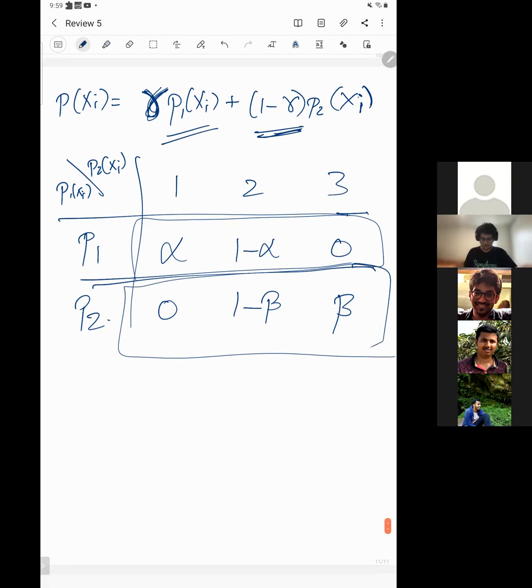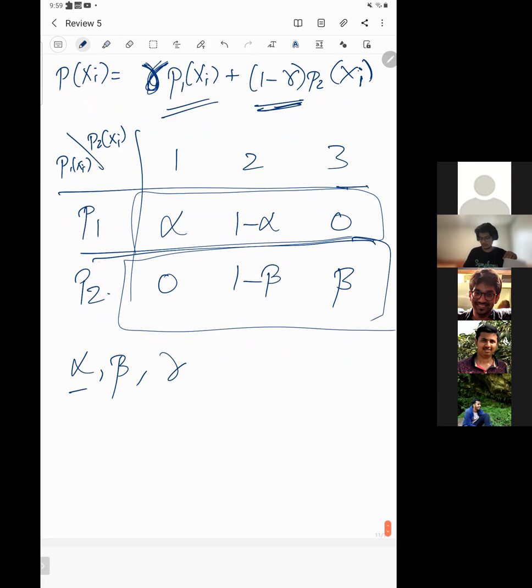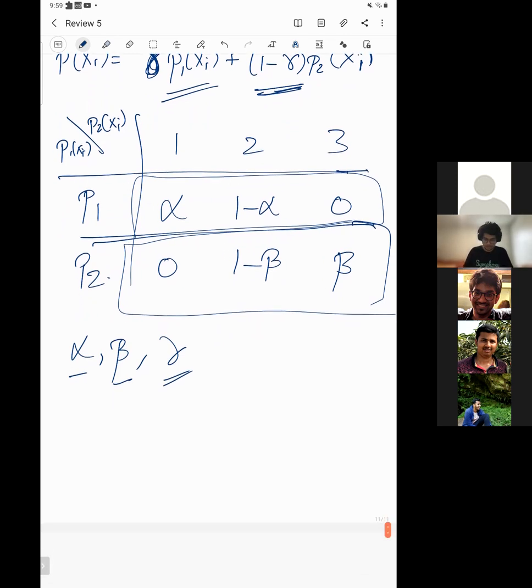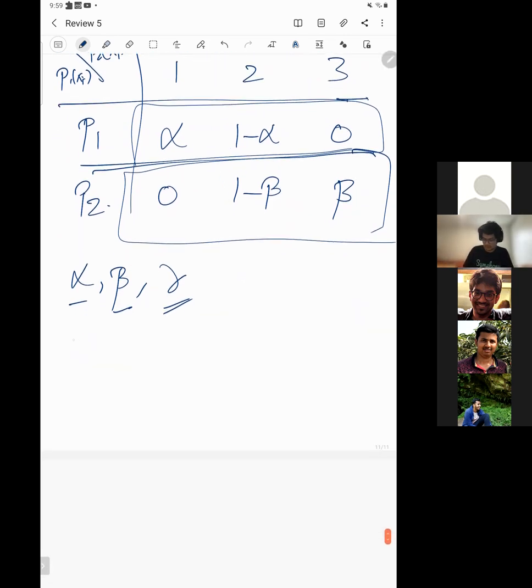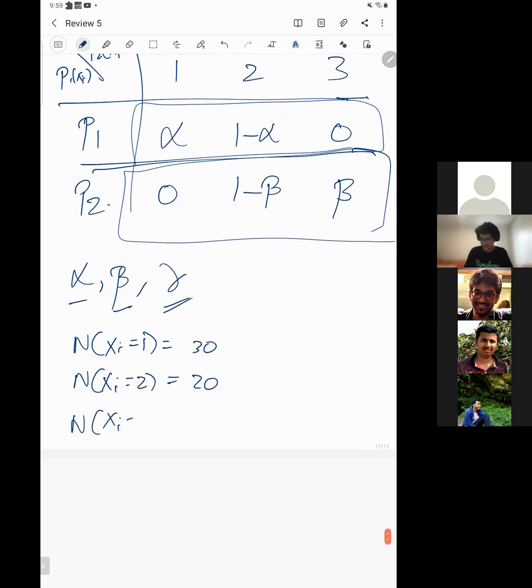Given this data, you need to find the optimal values of alpha, beta, and gamma. Alpha is the parameter of the first distribution, beta is the parameter of the second distribution, and gamma is the parameter that defines from which distribution the data is sampled. Let's say the data that you have is 30 samples of the first value, 20 samples of the second value, and 60 samples of the third value.